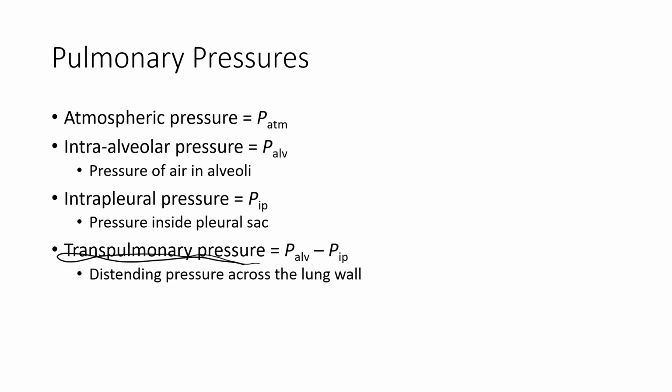So one last thing, transpulmonary pressure. Okay, I've said it a million times, it's very simple. If you understand intra-alveolar pressure is air pressure in the lungs and intrapleural pressure is air pressure within the pleural cavity, then transpulmonary pressure is incredibly simple. It's just the difference between intra-alveolar pressure and intrapleural pressure. You take intra-alveolar pressure, which is typically 760 at rest, and you subtract intrapleural pressure from it, which is 756, and that technically should give you 4.